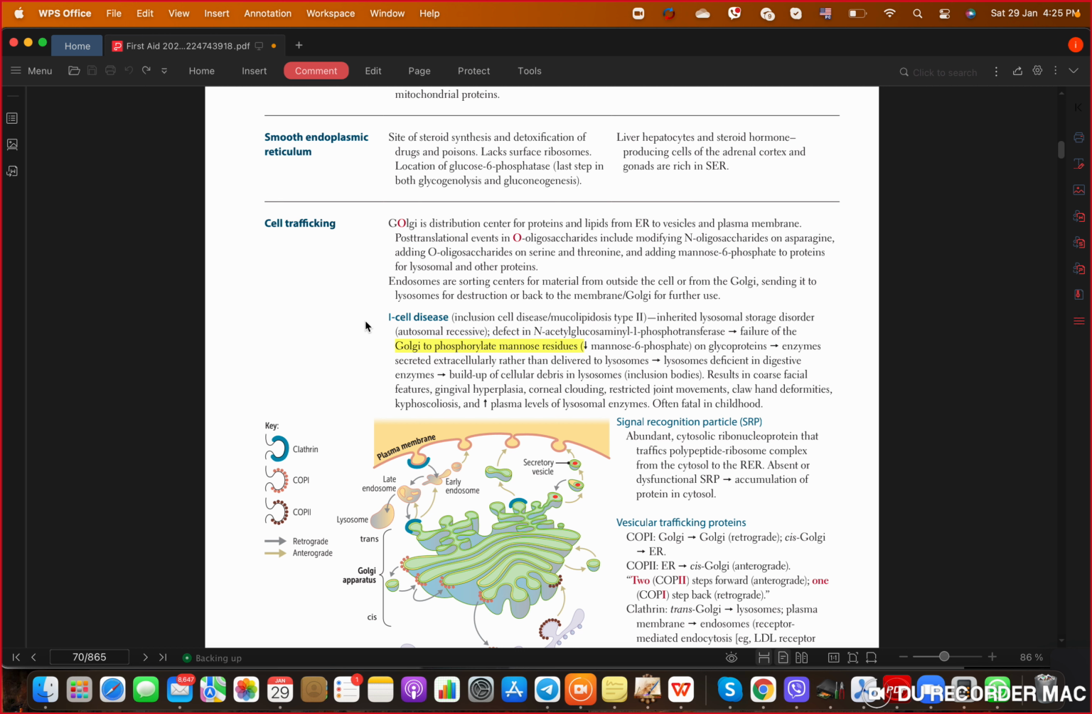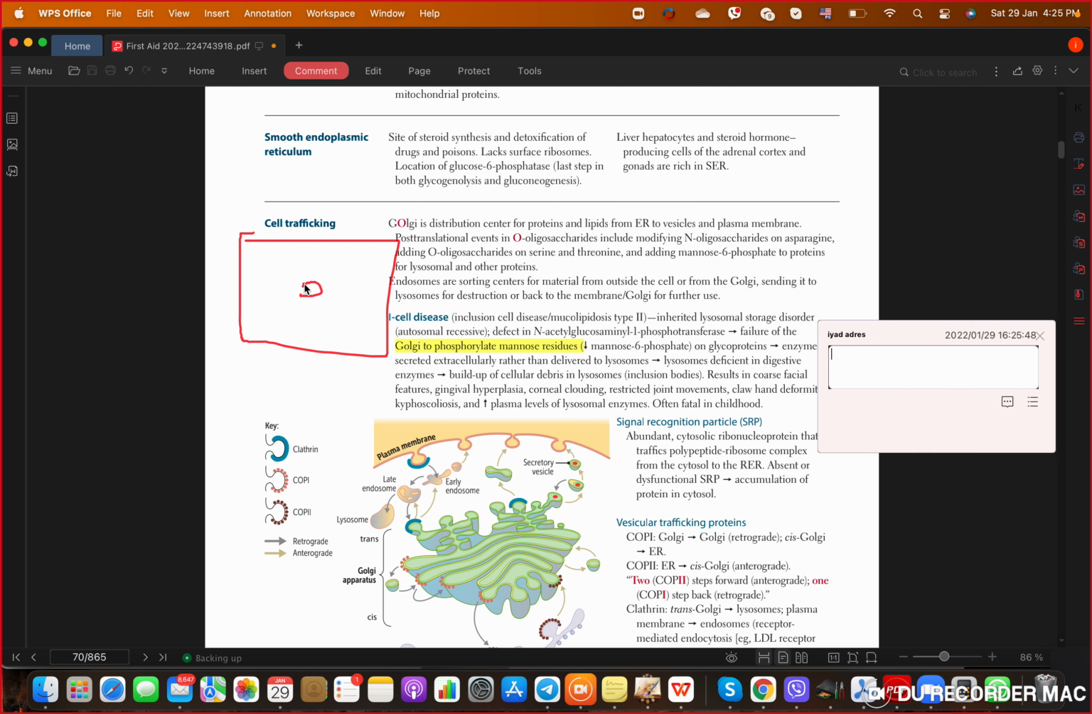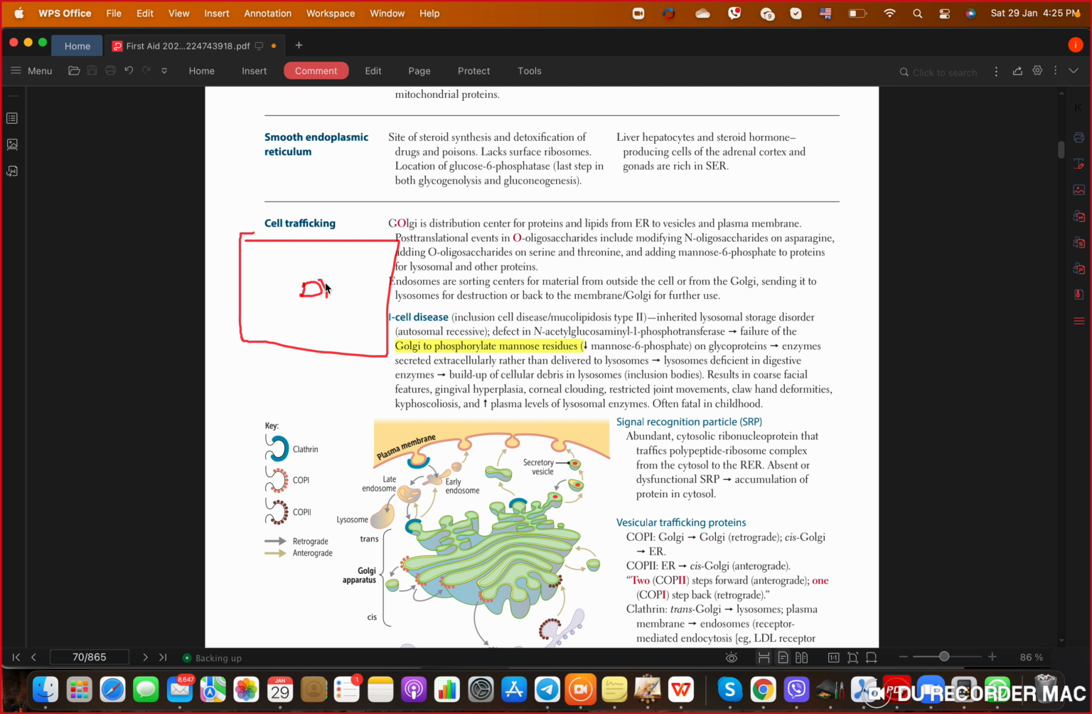I'm not understanding. One second, Doc. I understand the mannose 6-phosphate deficiency problem, and the lysosome is not getting anything. So those enzymes are secreted extracellularly, then delivered to lysosomes. Until there, I understand, Doc. The next part, after the arrow, can you repeat the sentence and explain that? Here, yeah? Yeah, until there, it's all good, Doc.